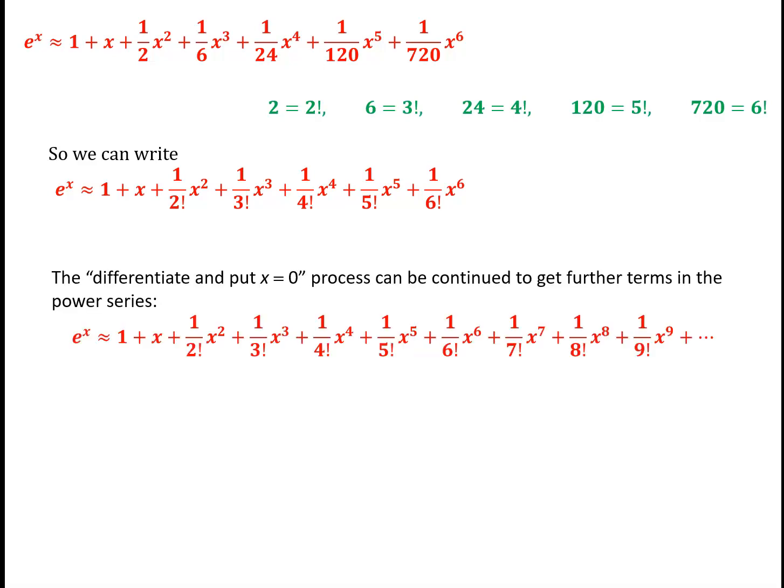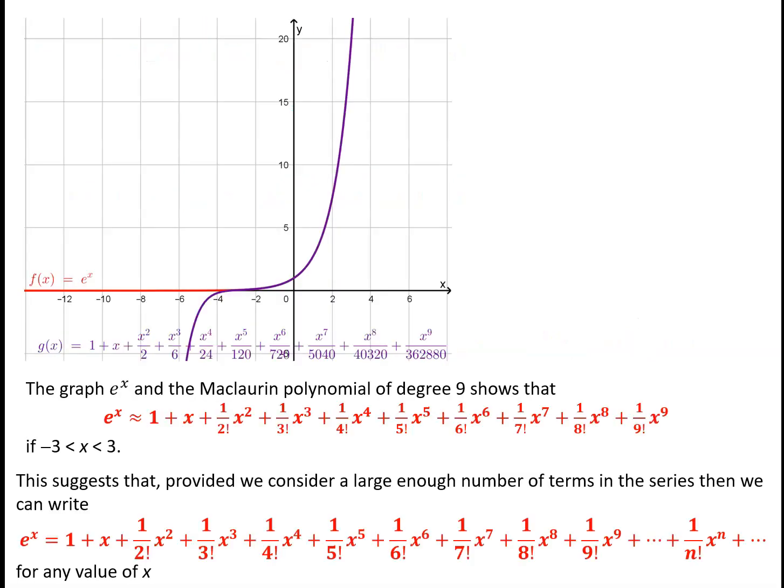If we were to continue the process of differentiating and then putting x equals 0, we could of course get more terms in the power series, and the next 3 terms would simply be 1 over 7 factorial x to the 7 plus 1 over 8 factorial x to the 8 plus 1 over 9 factorial x to the 9. And again, we could have a look at the original function together with the graph of the Maclaurin polynomial of degree 9, and we can see that in this case we seem to have very good agreement, certainly between x equals -3 and x equals +3.